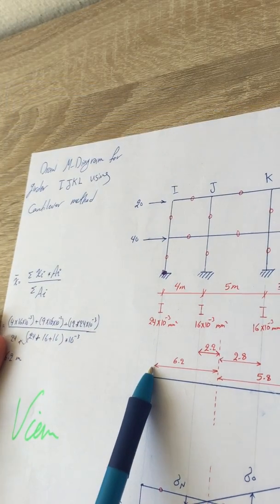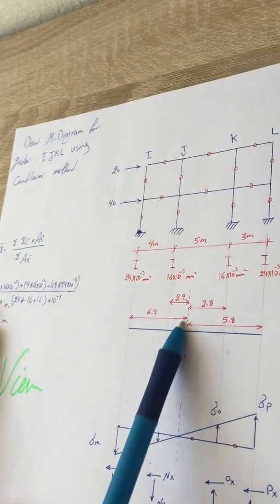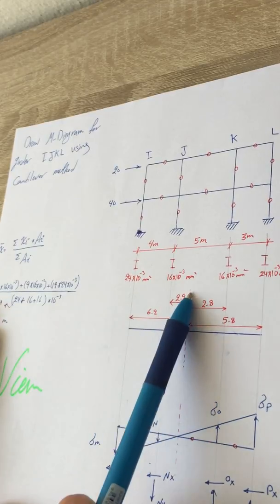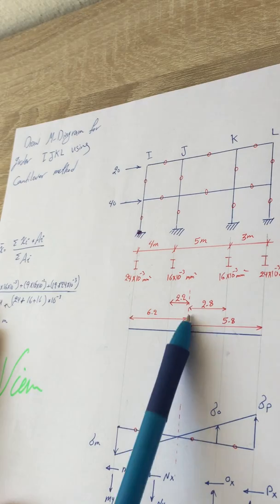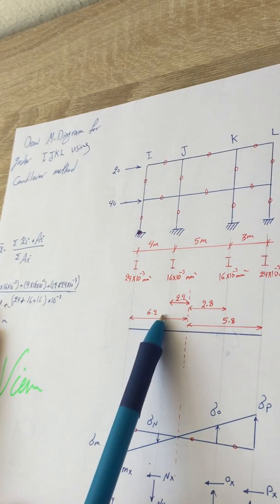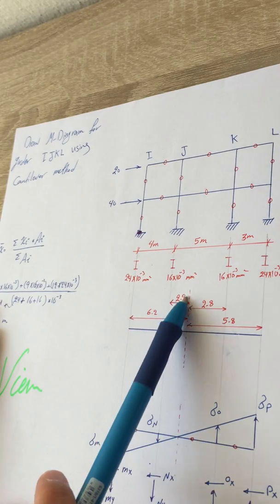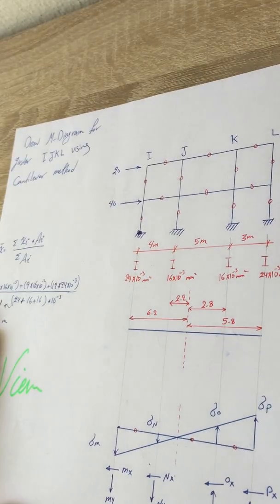That means from here until there, it's going to be the centroid. Here's the centroid, and 6.2 minus this distance is going to be 2.2, and the same for these two.